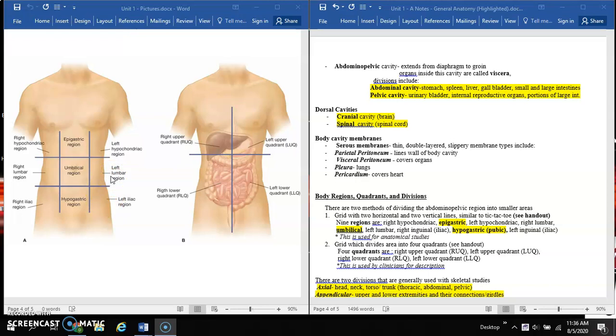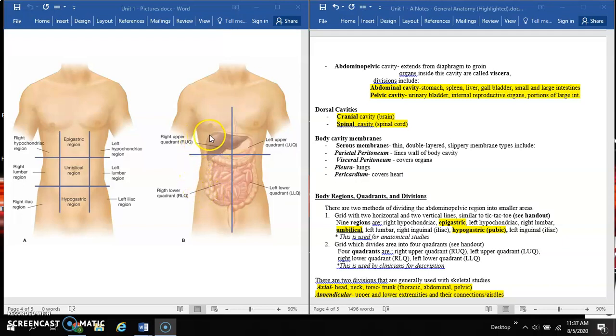So, for example, if you were looking at where the spleen would be located, the bulk of it would be located in the left lumbar region. And like I said, this is more for anatomical studies. Now, a clinician, a doctor or whatnot, would be more interested if you had pain down here in the right lower quadrant, that might signify that you're having an appendix problem. There's the appendix right there.